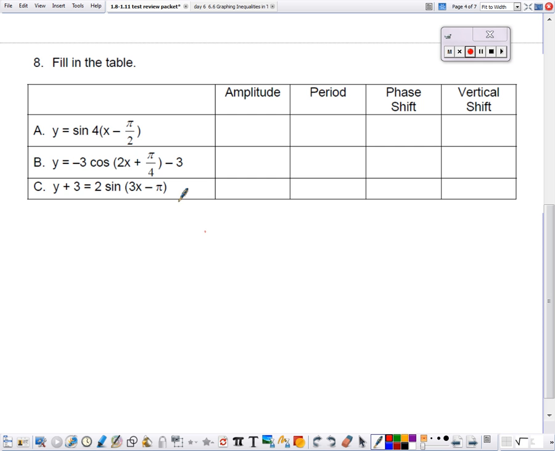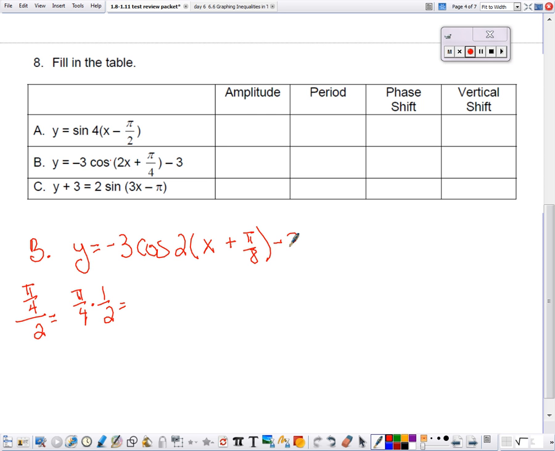Before I do anything else by filling in the chart, I want to make sure all of these are written in a way that will make the chart easier. So for example, B, this 2 needs to be factored out so I can get my period change. So pi over 4 divided by 2 is pi over 8. So that'll change your phase shift. And then C, I have to do the same thing. And I'm also going to move this 3 to the other side.